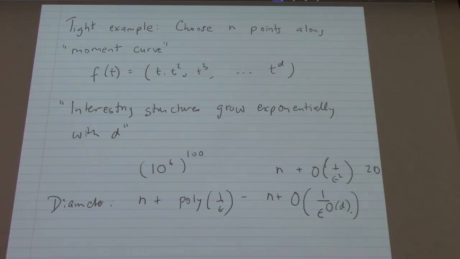So while our solution last time for doing diameter was helpful to reduce dependency on n, it did nothing for the dependency on d, because you were building these structures that fundamentally kept growing exponentially with the dimension, a simple grid. And in fact, if you take a class in geometry, you'll realize that grids are very useful for low-dimensional problems. They're not very good for high-dimensional problems.